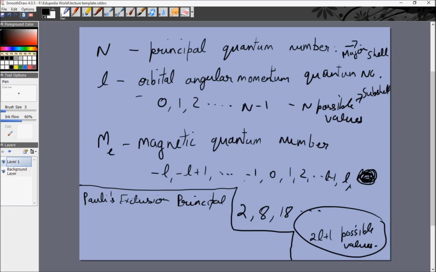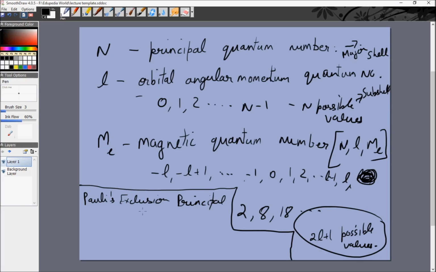Right. So Pauli's exclusion principle basically states that no two entities can occupy the same state. So you can only have one electron in one state. You cannot have more than one electron in one state. And every state is decided by the values of N, L and ML. Right. So every electron can have one possible value of N, L and ML. You cannot have two electrons with the same value of N, L and ML.